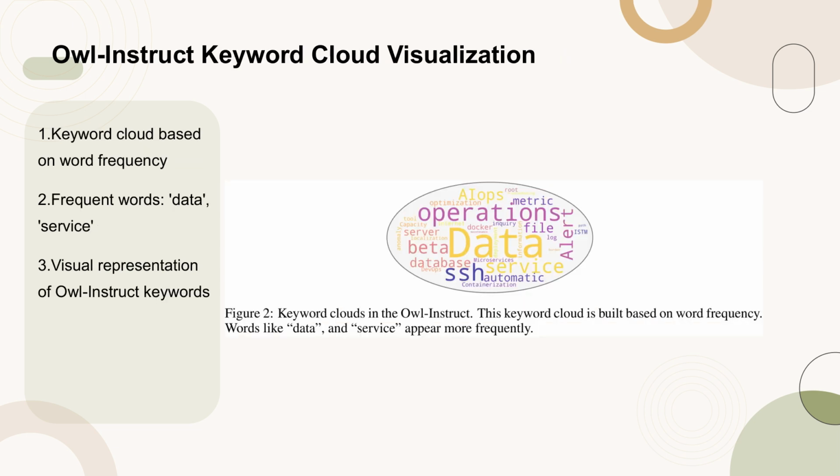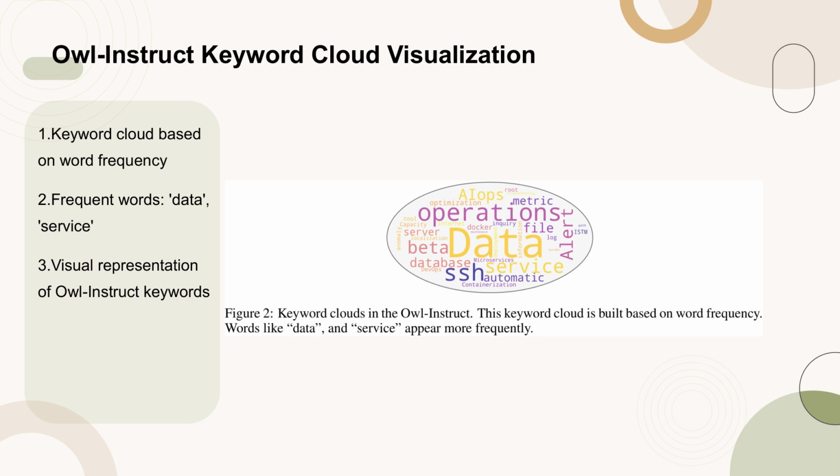Figure 2 presents a visual representation of the keyword cloud within the AllInstruct dataset. This keyword cloud is constructed based on the frequency of word occurrences. Notably, words such as data and service appear more frequently, indicating their prominence in the dataset. This visualization helps in understanding the key thematic areas and the relative importance of different terms in the context of operations and maintenance.